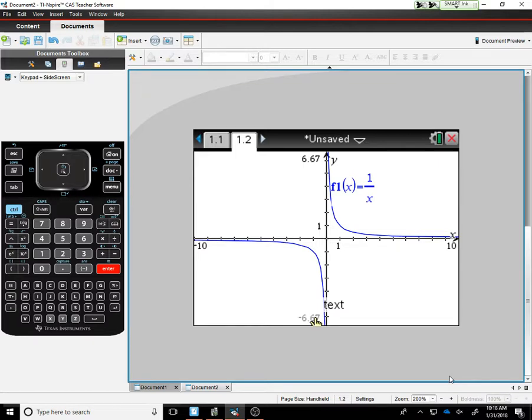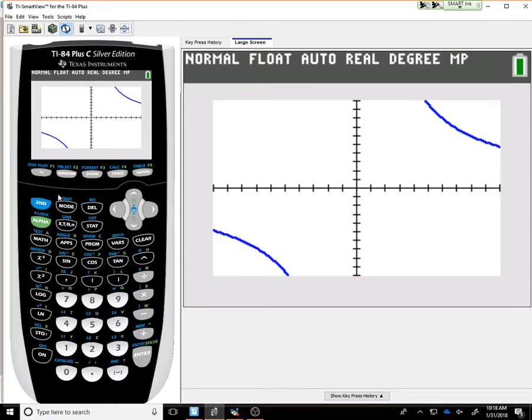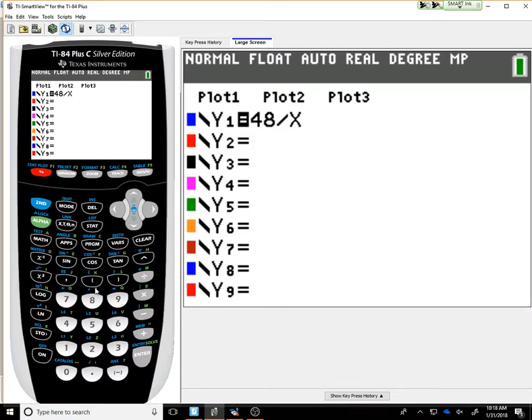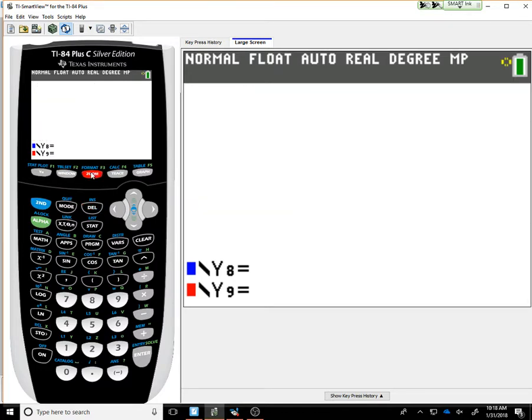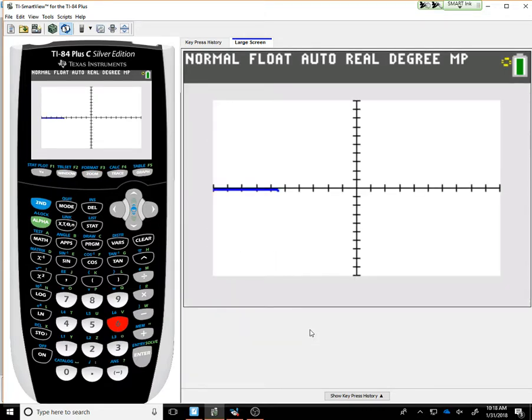Anybody need help doing this on the 84? All right, so let me get to the 84. Click this Y button up here, Y equals, and just type 1 divided by x. That's what I put. Now click the zoom button in the middle, and then push number 6 for standard. And you should get a graph that looks like this.